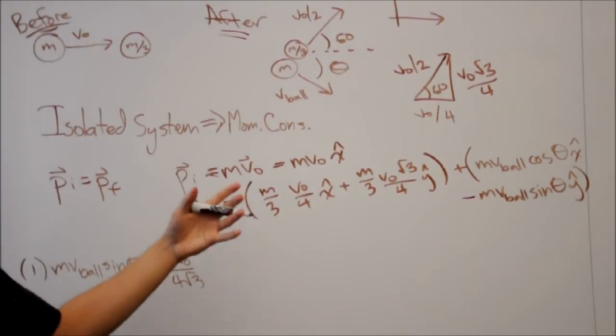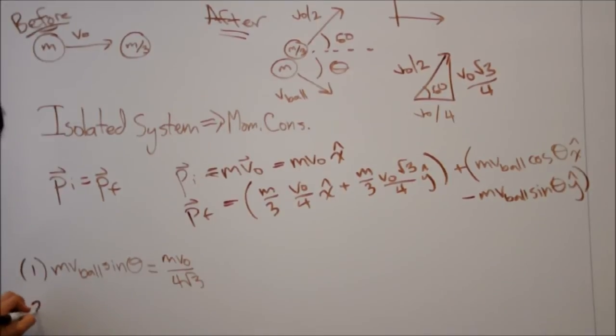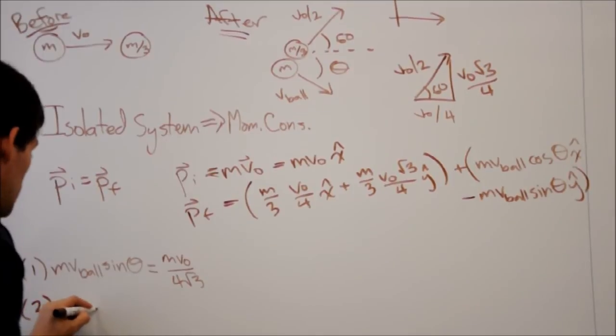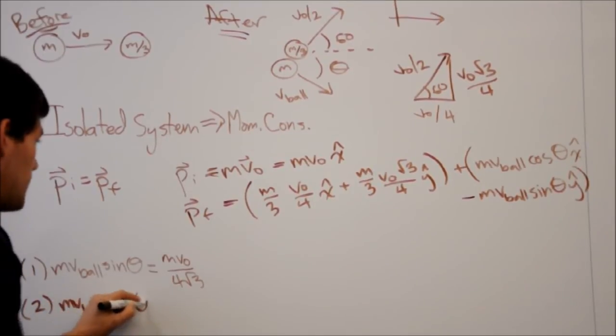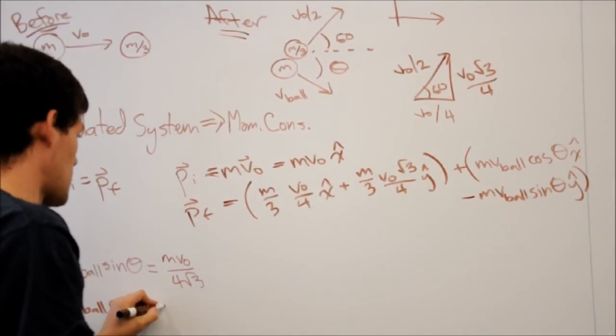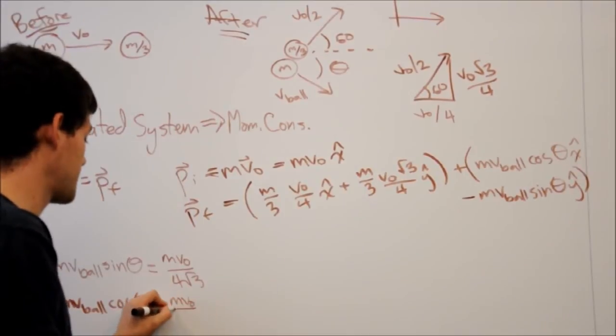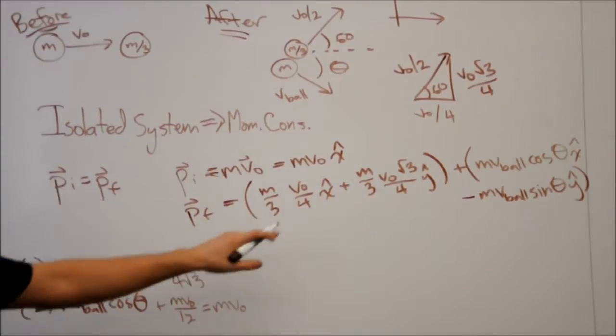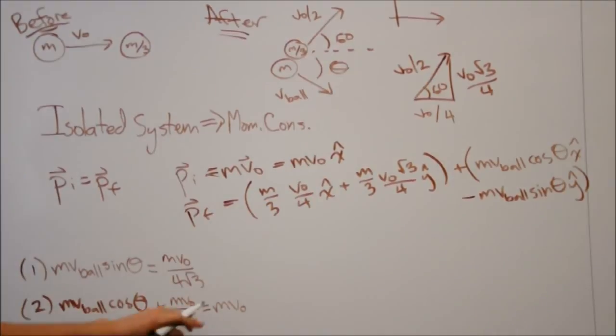And now all we have to do is compare the x hat terms to get our second equation, which is going to be that term right there, m v ball cosine theta, plus this term, m v0 over 12, equals just m v0. And notice that I'm no longer including the unit vectors, I'm now only comparing the magnitudes. So here we can right away notice that we can pull over this term so that we get that m v ball cosine theta equals 11 over 12 times m v0.